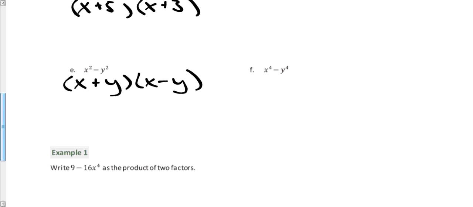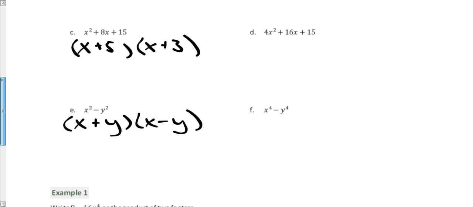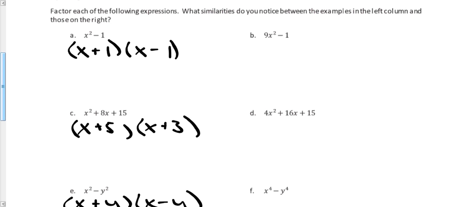Now we've done the left column. Shall we do the right column? Yeah, let's do the right column. How does letter B factor?